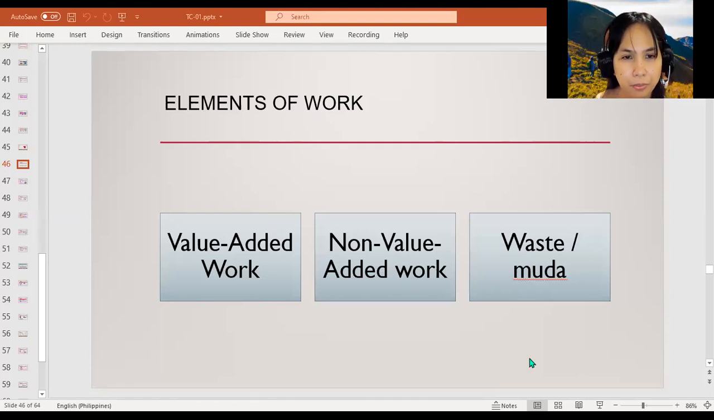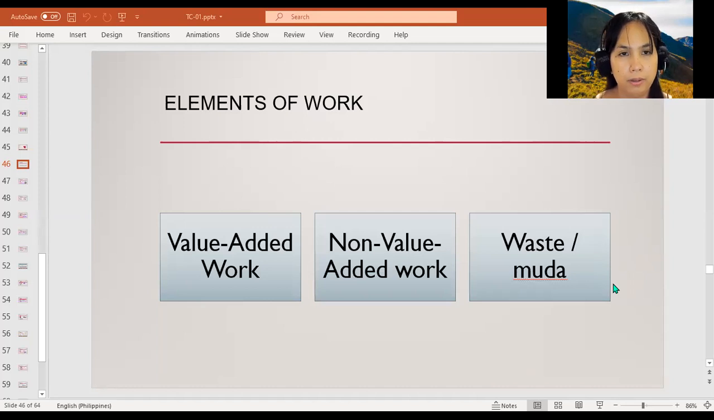Okay, hello everyone. So for today, we'll focus on the topic of the seven deadly wastes. Now we start first by looking at the elements of work.